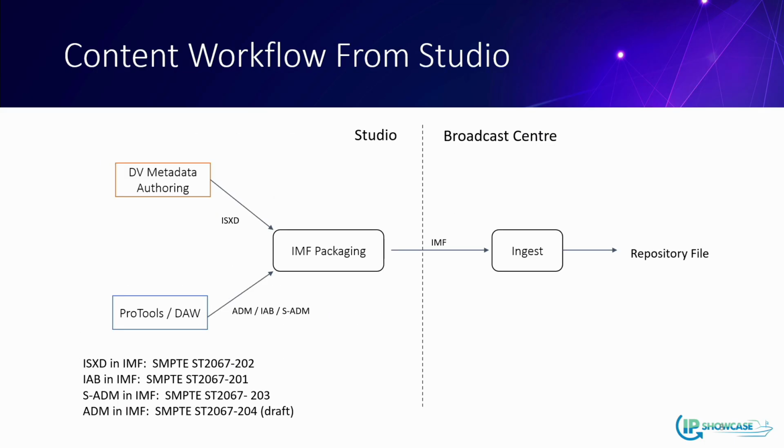So starting right at the beginning of the workflow where you've got content coming from the studio, how would you do that? So IMF, the Interoperable Master Format, is a great way to solve this problem because a lot of standardization has been done with formats that carry exactly what we need. So we've got ISXD, which is a way of carrying generic XML, but we can use that for carrying dynamic video metadata, which is needed for HDR.